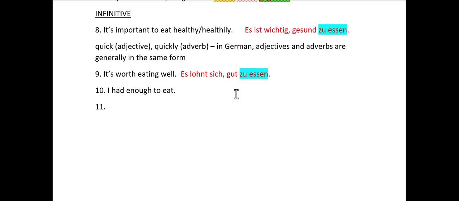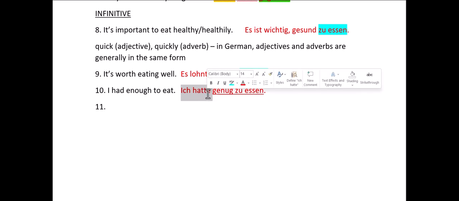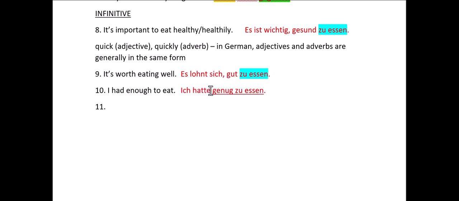Number 10, I had enough to eat. Let's use the simple past here for the first part of the sentence. Ich hatte genug zu essen. Now, this is actually past tense, but the zu essen belongs to this phrase genug zu essen, enough to eat, which is really a noun in itself, a noun phrase, enough to eat. And so that comes in a package, and so any tense could go with that. Realistically, we've just got the simple past here. You could have the past perfect, so ich habe genug zu essen gehabt, but the simple past works well.